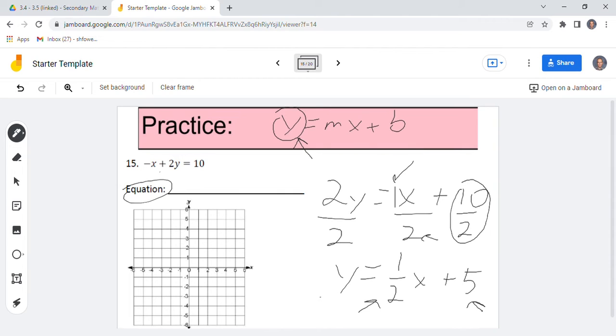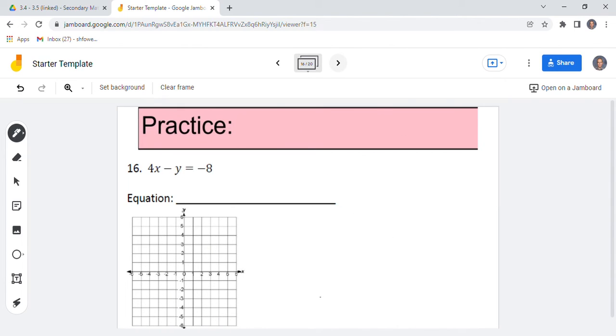Now we can graph this. Our y-intercept is 5, so I'm going to put that there. Our slope is 1/2, so we're going up 1 and to the right 2. And we've run out of space, so I'm going to go the other direction. We're going to go left 2 and down 1, left 2 and down 1. Get a few points right there. Draw a line through all those, and we are finished with this question.